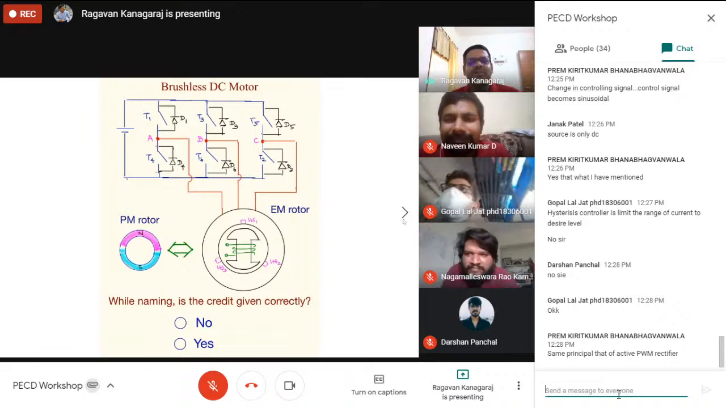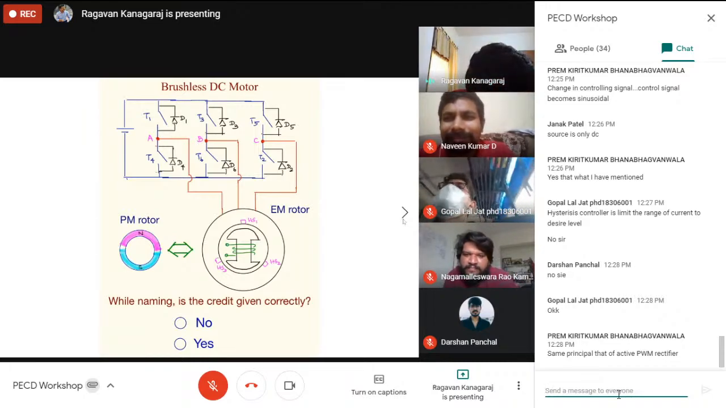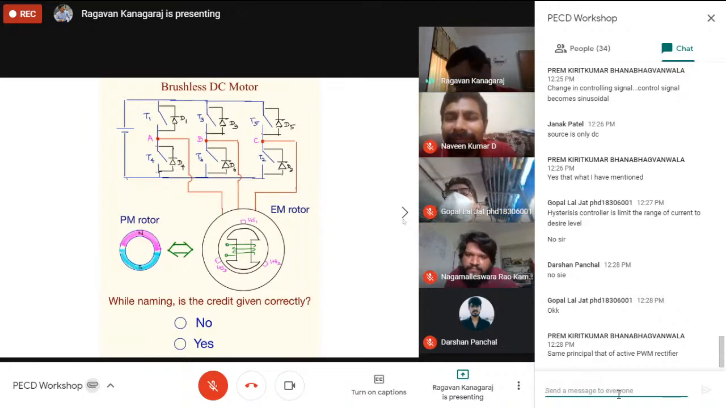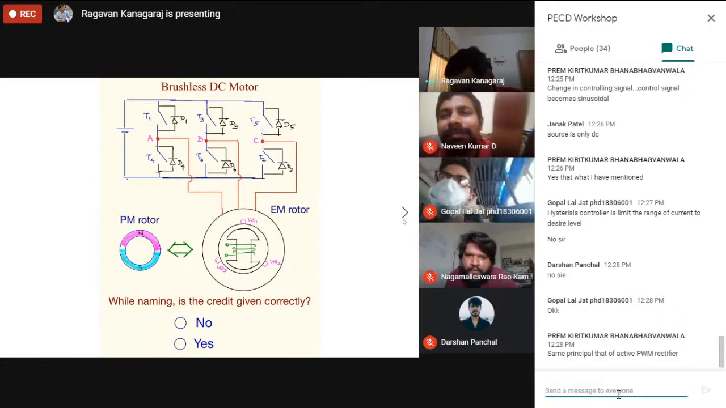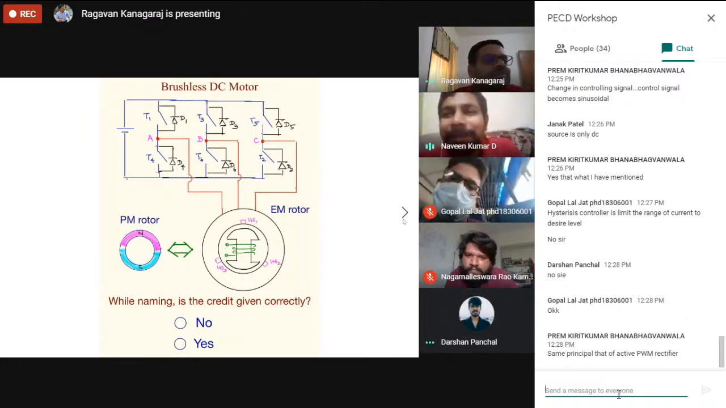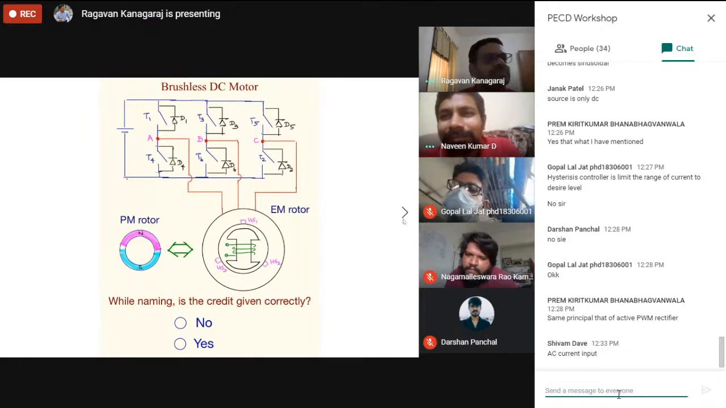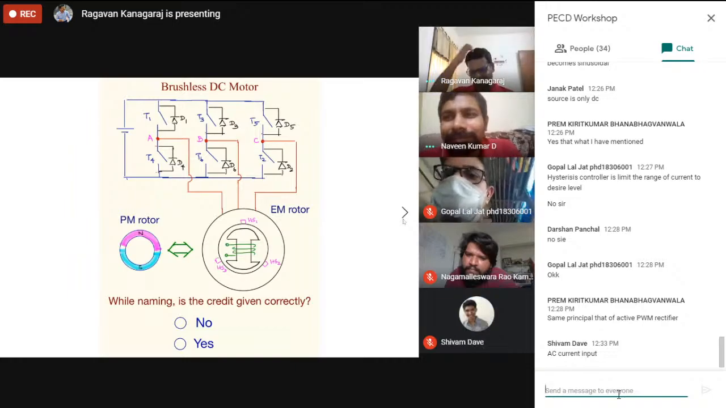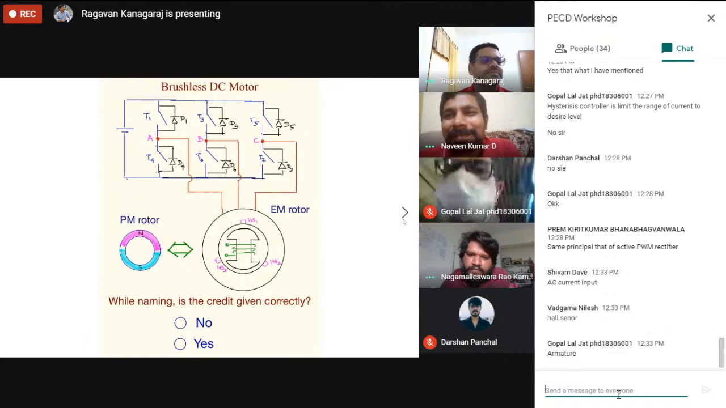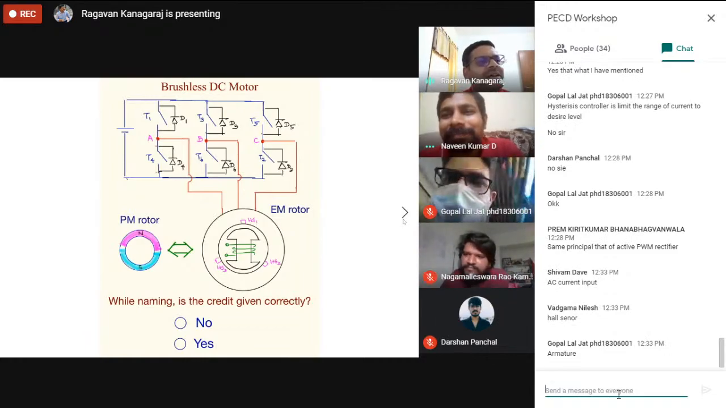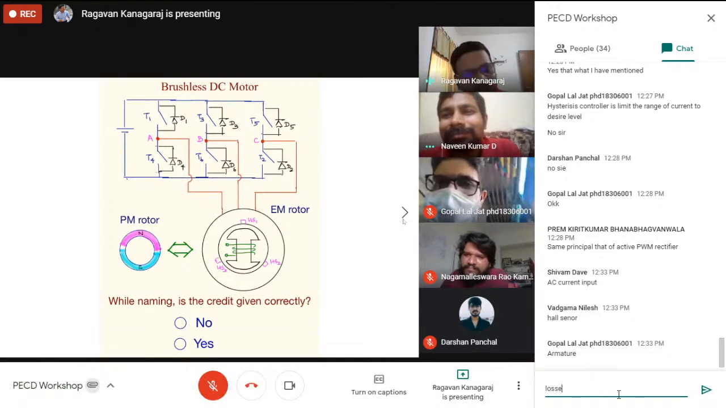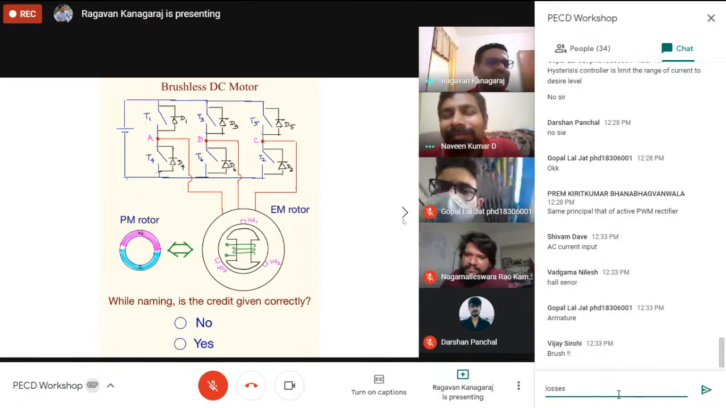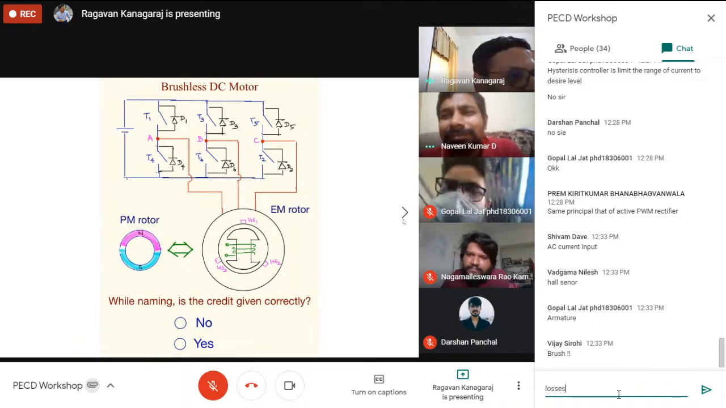Now, since we are greedy, we are going one step higher. What step? Now we want to eliminate something more. What is that? Harmonics. Field winding we don't want to eliminate. We want to eliminate something else. Sir, sinusoidal current input. Nay, something else. Brush. We don't want to eliminate the sensor and all. Sensor I have shown here. Something else. Yes, Vijay Shirohi says brush.